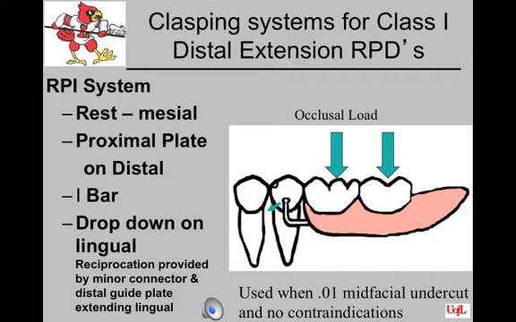At the same time, the I-bar disengages the tooth by moving downward and forward like the arrow shown on the illustration. And the mesial rest rotates upon itself, thus producing forces down the long axis of the tooth and not off-axis forces. This is the kindest system to use on an extension-based partial and should be used whenever possible.